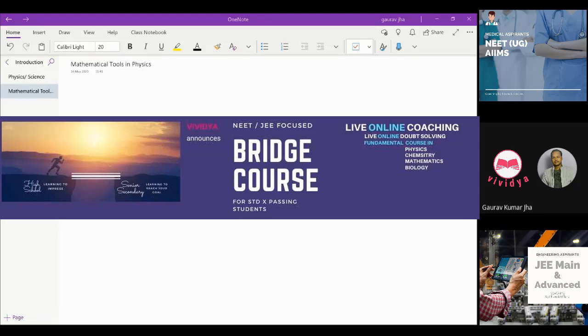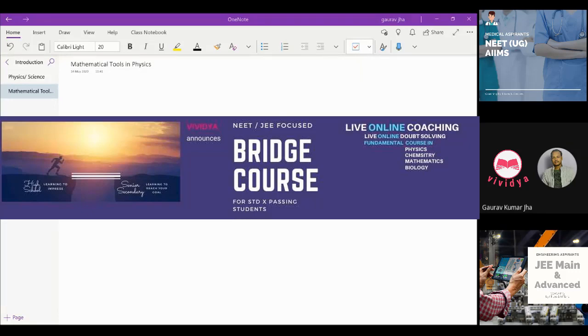Okay, so why am I using the word tools here? Mathematical, you understand, but why am I using the word tools? Just like there are different tools for doing a particular task, can you tell me why we use tools to perform some task?